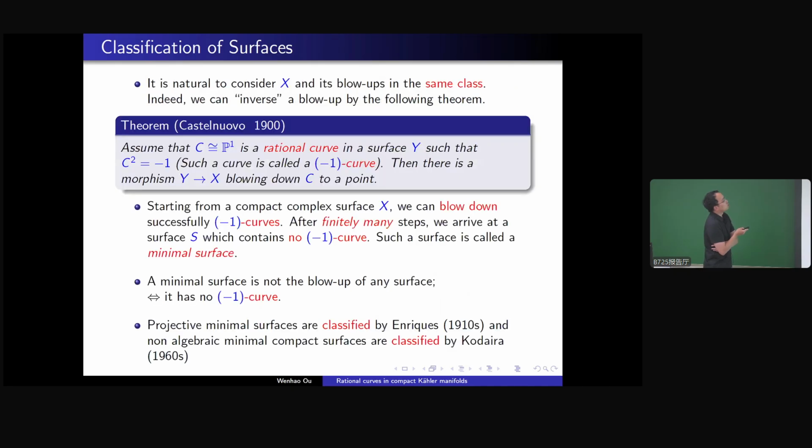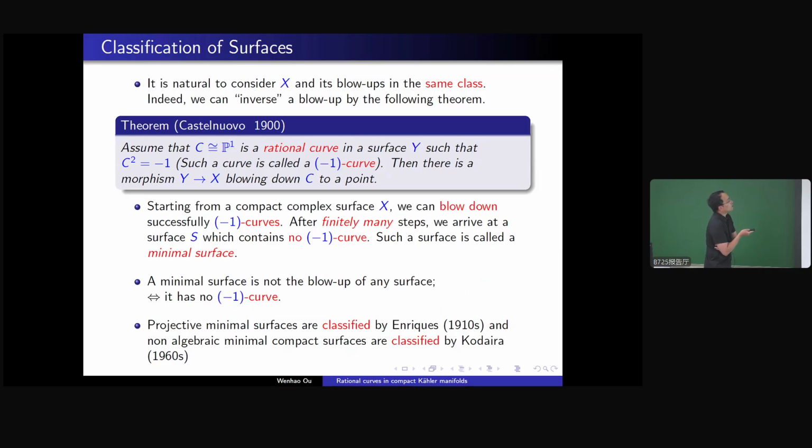It is natural to classify X and its blow up in the same class because we know how to obtain one from the other. There is a powerful theorem due to Castelnuovo in 1900, which tells us if a surface is the blow up of another surface. I consider a surface Y. Assume that there is a rational curve C inside this Y such that its self-intersection C^2 is equal to -1. This curve is called a -1 curve.